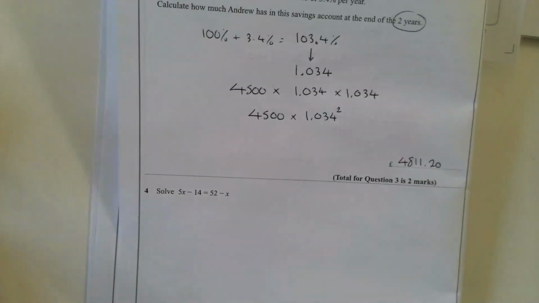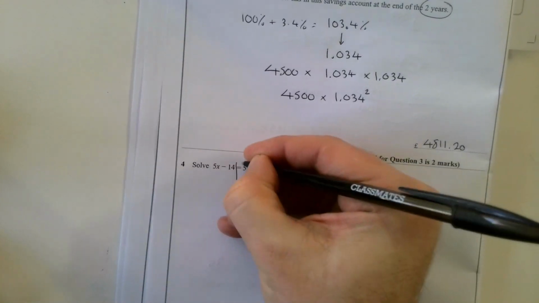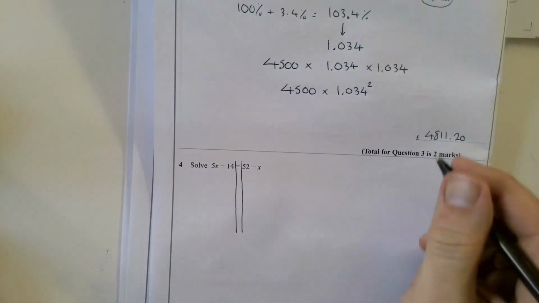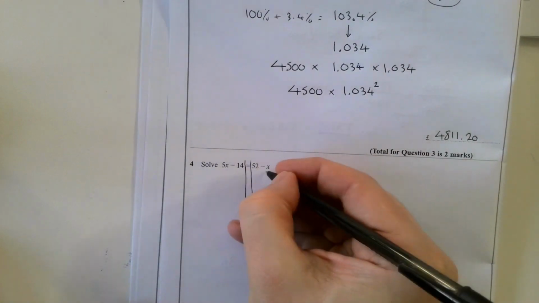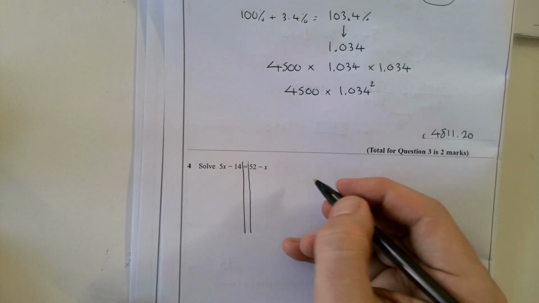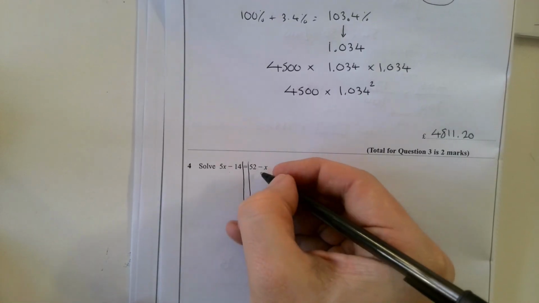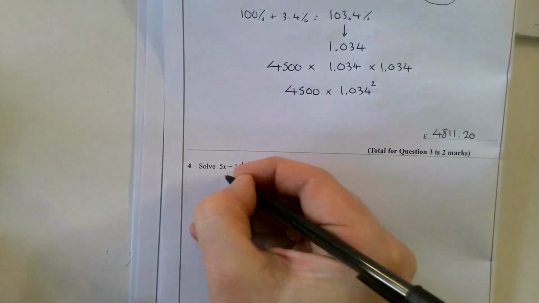Next bit, solving equations with unknowns on both sides. So your teacher will bang on to you about this, but I'm going to draw my tram lines going down there. Should really have used a ruler, I'm sorry. I'm looking at this, I've got 5x on this side and I've got negative x on this side. So is it easier for me to make 5x disappear or negative x disappear? It's easier for me to make negative x disappear.